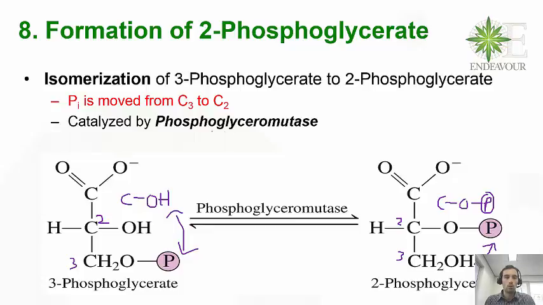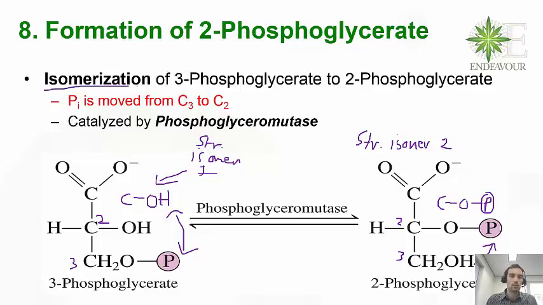So we call this a phosphoglucomutase enzyme because we're basically just changing the position of the phosphate. So this is another isomerization reaction. We're changing from the structural isomer in the first form, which we see over here, structural isomer number 1, and then we're creating structural isomer number 2. So that's why we call this an isomerization reaction.